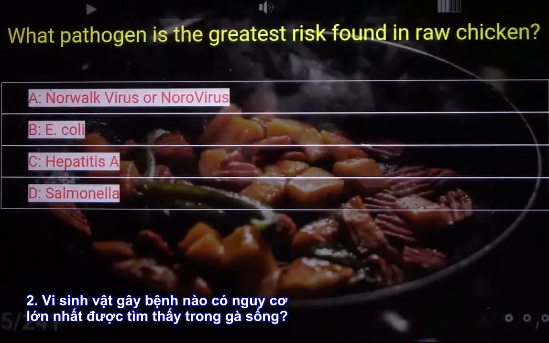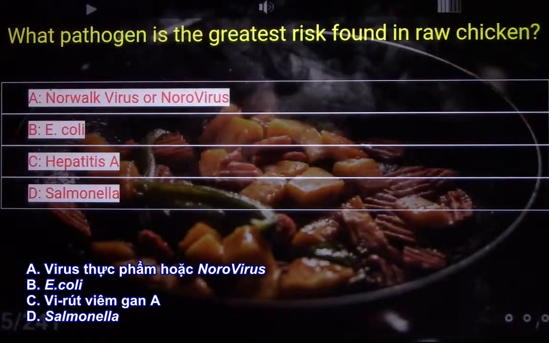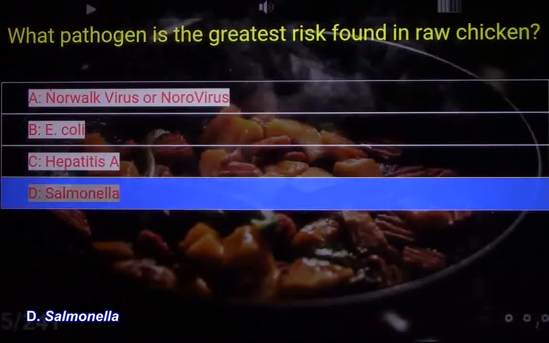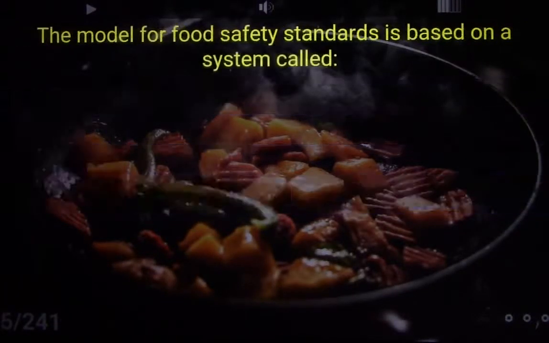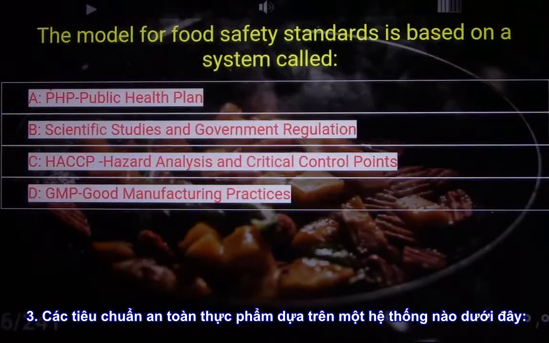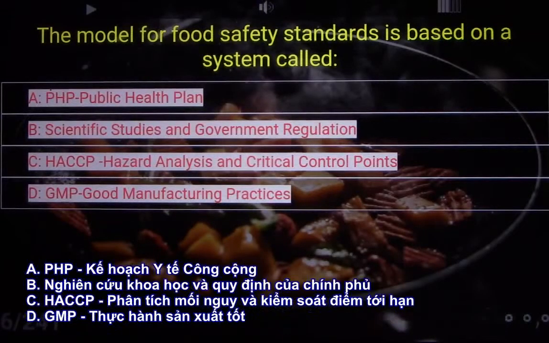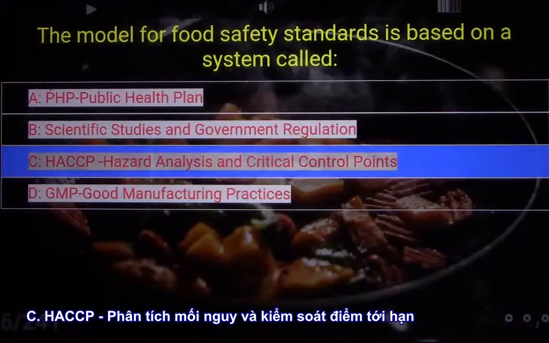What pathogen is the greatest risk found in raw chicken? D. Salmonella. The model for food safety standards is based on a system called C. Hazard analysis and critical control points.